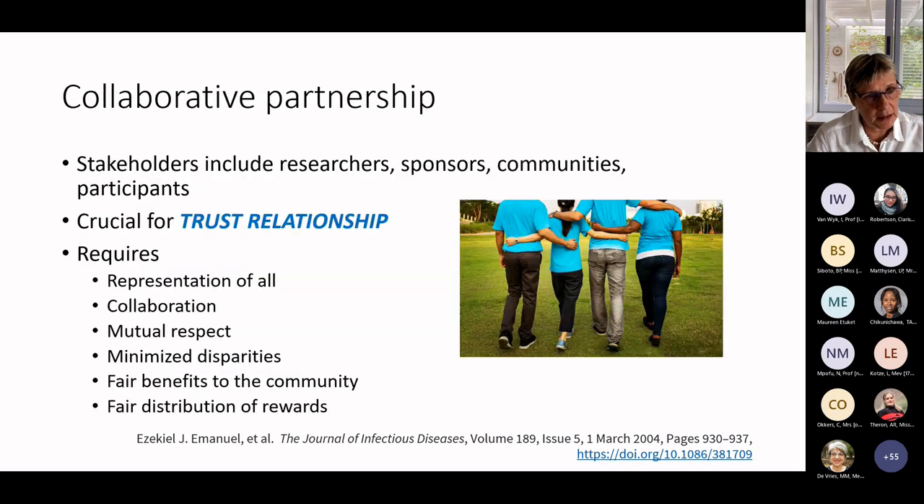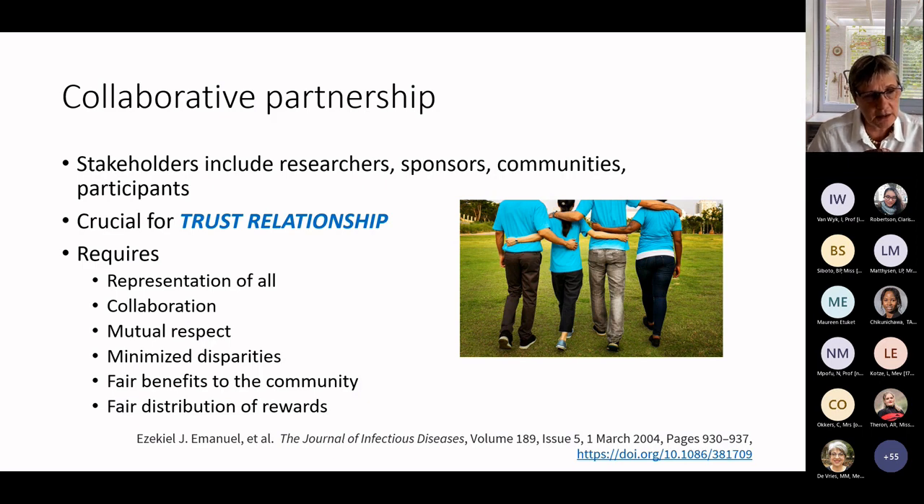I've already referred to this quite often, and this is the collaborative partnership. When we are dealing with research, there's many stakeholders in a research process. It involves the researchers, it involves the sponsors of the research, it involves the communities where you are doing it, and then it's the actual members or participants that you have recruited. And so the collaborative partnership is probably one of the most crucial parts of research, in a sense, because we need to ensure that there's always a trust relationship between all of us.